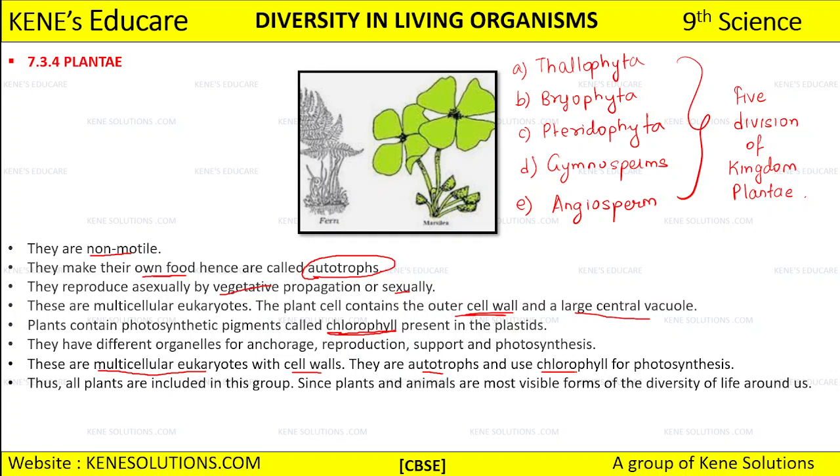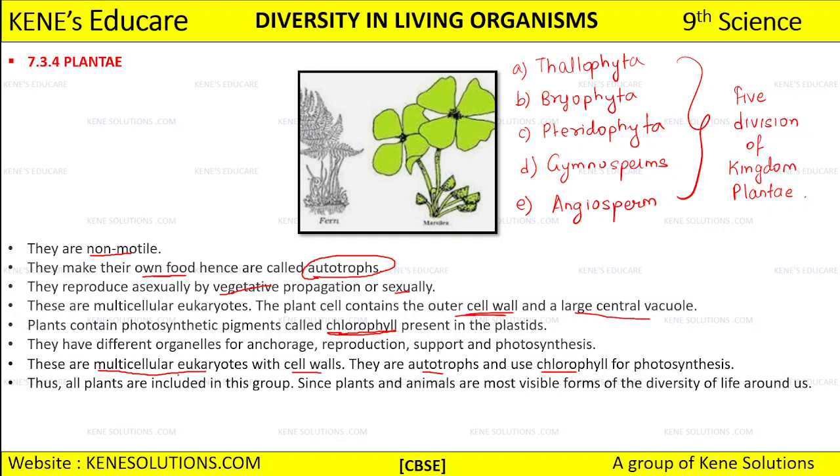As I told you, chlorophyll is a pigment present only in plants, and this is the reason why plants can make their own food and animals cannot, right? So all the plants are included under this kingdom Plantae.